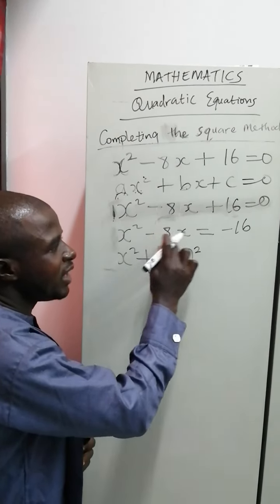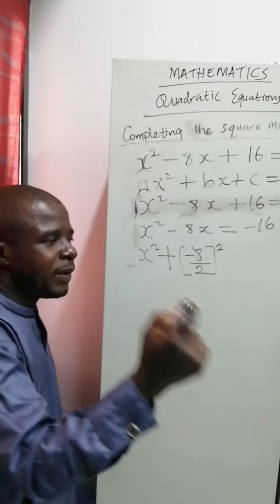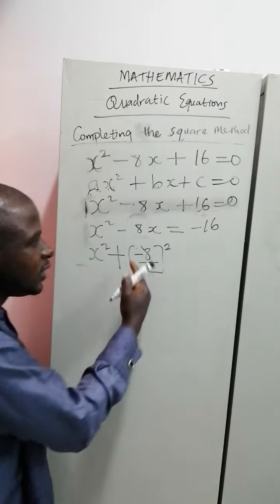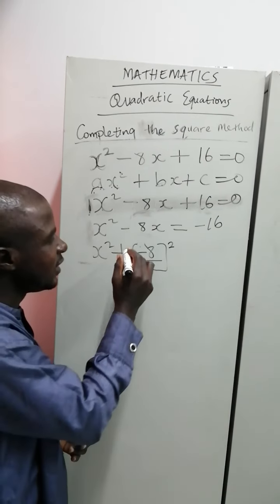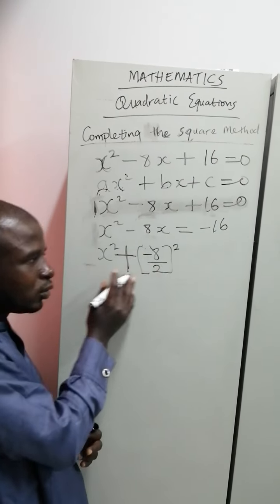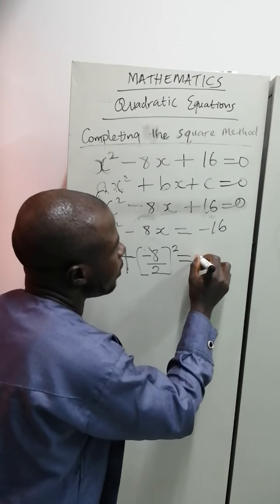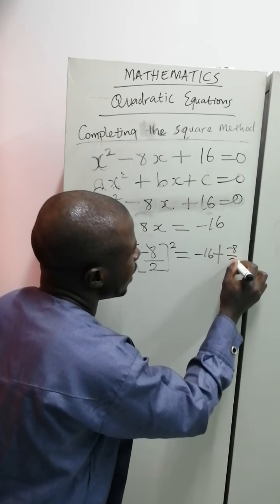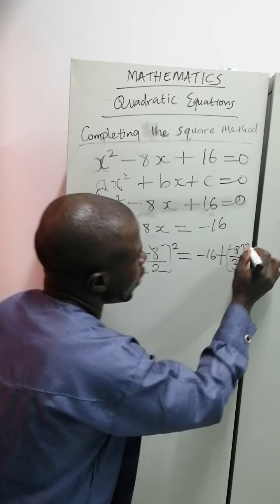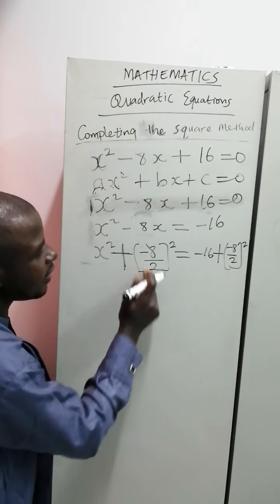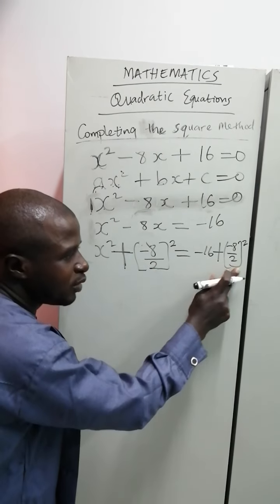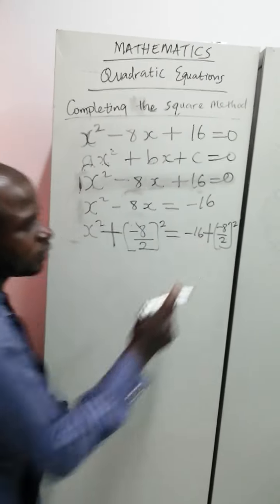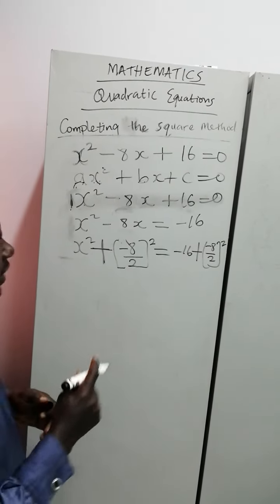The value of b we have here is minus 8. Don't forget, the formula is you divide it by 2, you square the result, then you add everything to this side. This is equals to minus 16 plus minus 8 divided by 2 square. Minus 8 divided by 2 square that we have here is still the same thing we are having here. So we add to this side plus, we add to the other side too plus. I believe you are getting it. That is step number 3.